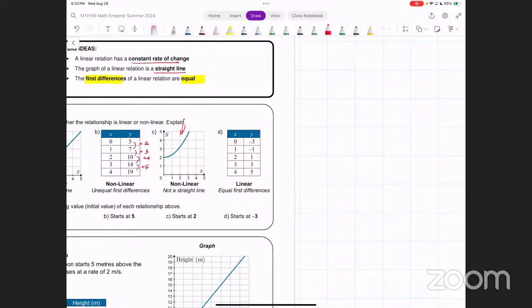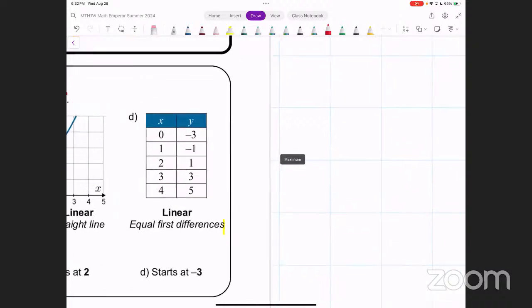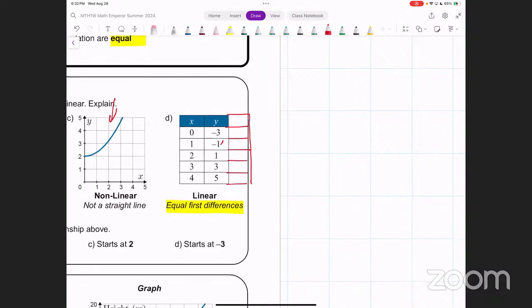Now the last one, it basically says a linear relation, but the question is why? The reason is they say equal first difference. The question is what is first difference? The first difference is simply calculating the difference between adjacent y values. So how do we do that? We're going to subtract -1 minus -3. So what is -1 minus -3 equal to?